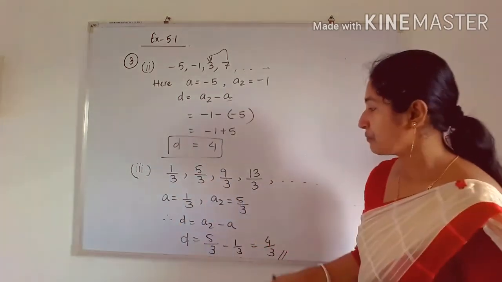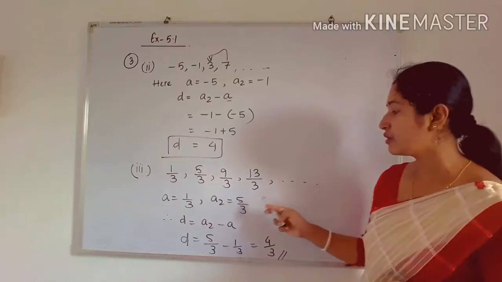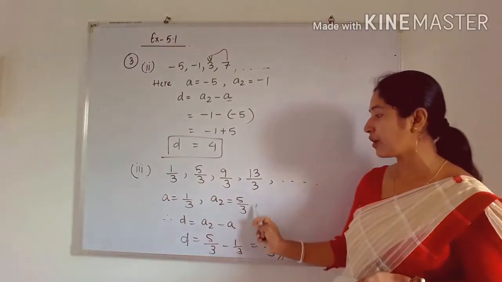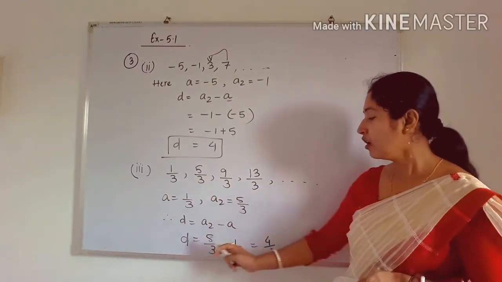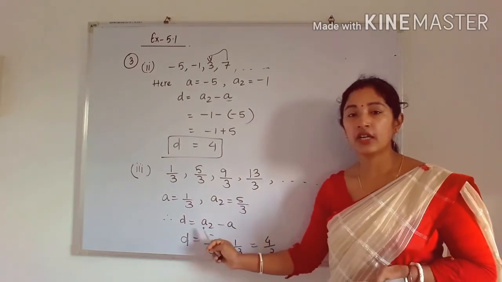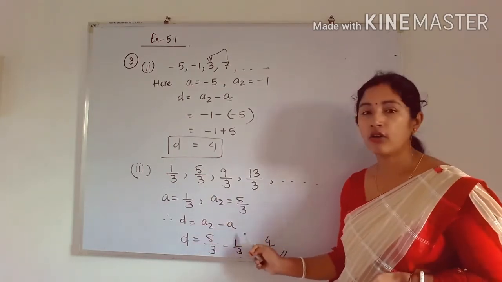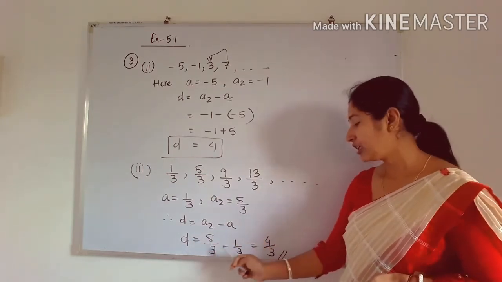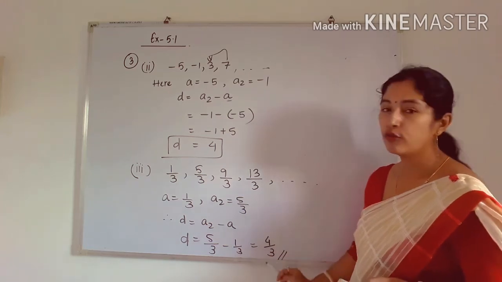Come to number 3. Here also one sequence is given. So the first term is 1 by 3, the second term is 5 by 3. Again we have to subtract. For finding the common difference, we have to subtract the first term from the second term, that is a2 minus a1. So 5 by 3 minus 1 by 3 will be 4 by 3.